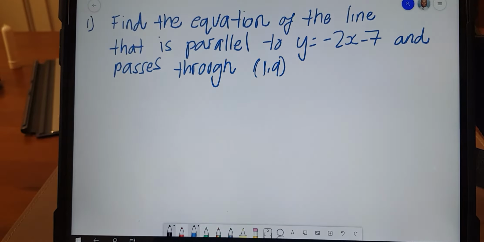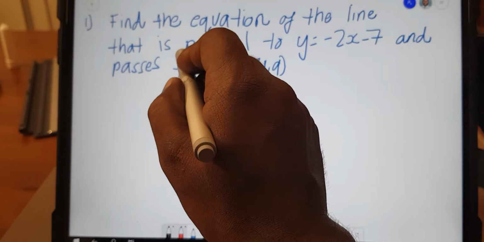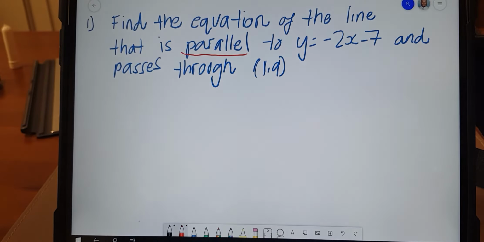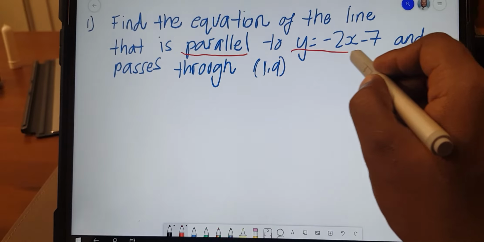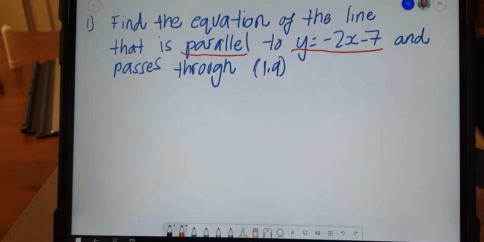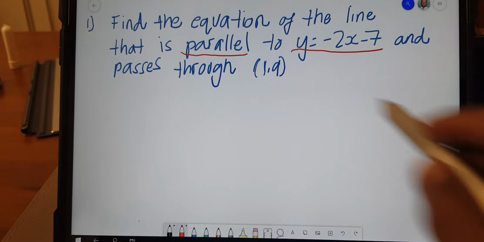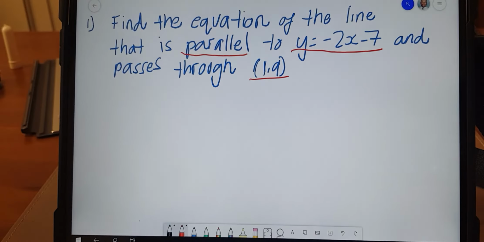Let's look at this question. Find the equation of the line that is parallel to y = -2x - 7 and passes through (1, 9). What key information do I need to highlight? This line is parallel, and that is the equation of that line, y = -2x - 7, and it's passing through the point (1, 9).